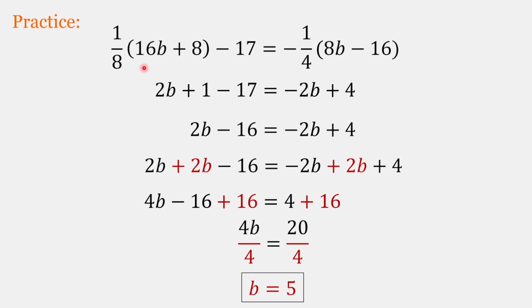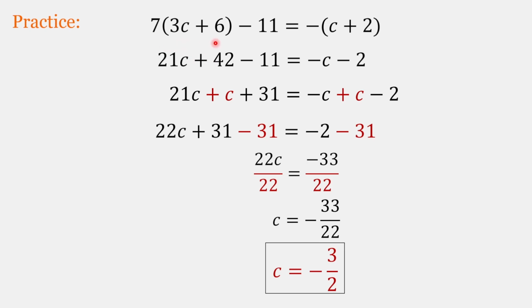For the second problem, we're going to simplify down the left side of the equation to 2b minus 16, and the right side to negative 2b plus 4. Next, I isolated the variable of 4b on the left side of the equation, ending up with 4b equal to 20, and dividing by 4, we get the answer of b equal to 5.